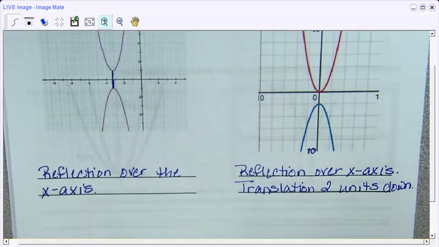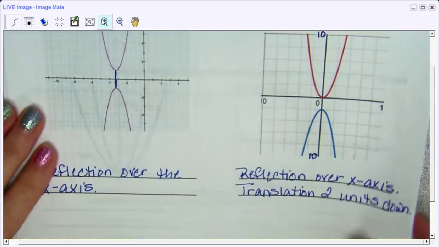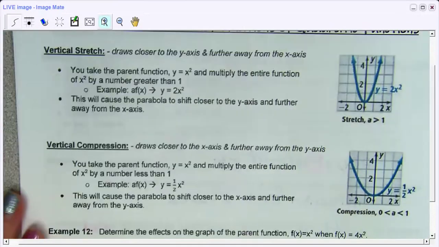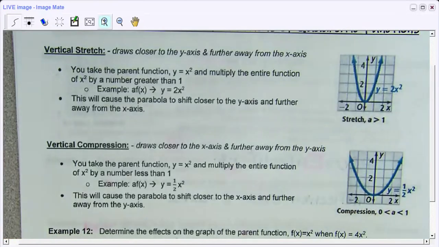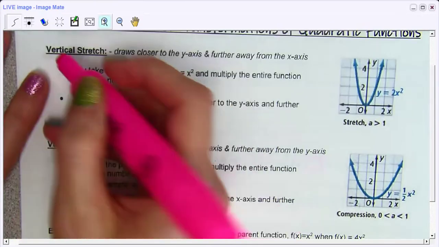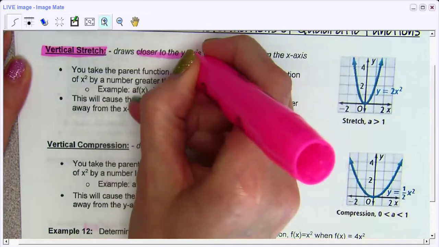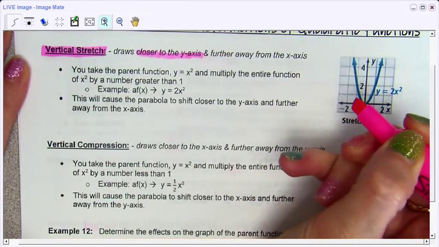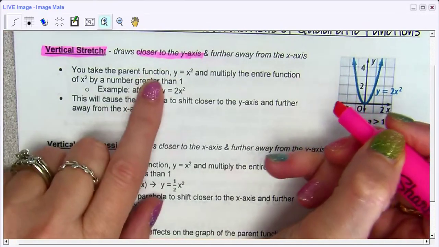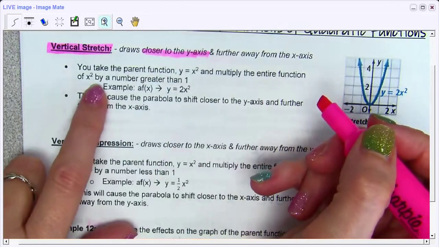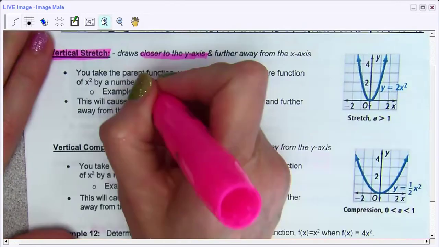Okay. Good. All right, let's go to page 4. We're halfway done. So a vertical stretch and a vertical compression. A vertical stretch is closer to the y-axis. You take the parent function and multiply the entire function of x squared by a number greater than 1.